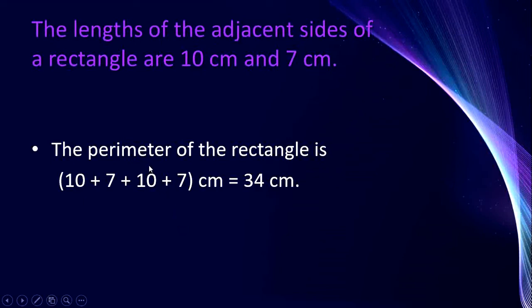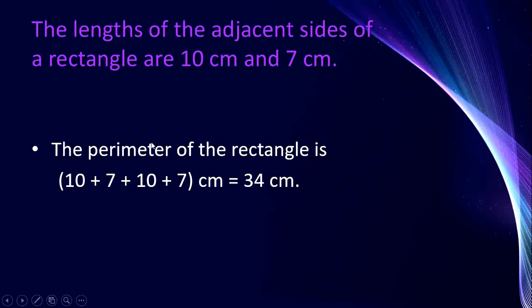Now, sometimes they might not give you a diagram. They will directly in the question give you the length of the side and you have to find the perimeter. I have given such an example over here. The lengths of the adjacent sides of a rectangle are 10 centimeter and 7 centimeter. Remember that in a rectangle, two sides have the same length. So there will be two sides having 10 centimeter and two sides having 7 centimeter. And we have to find the perimeter of this rectangle.